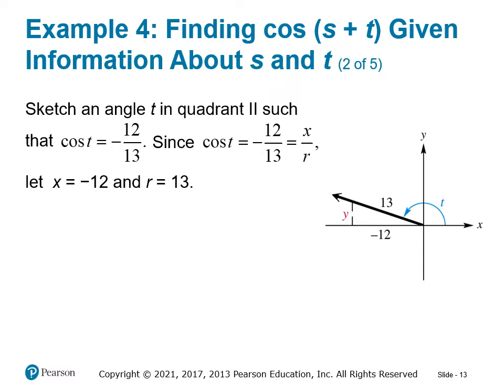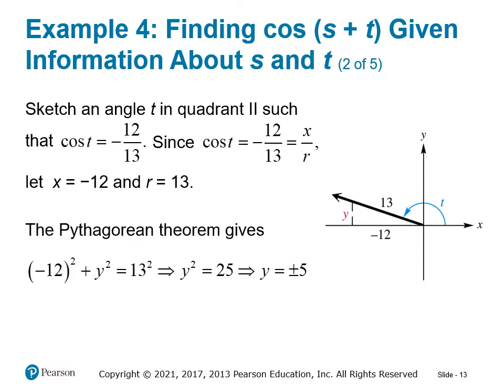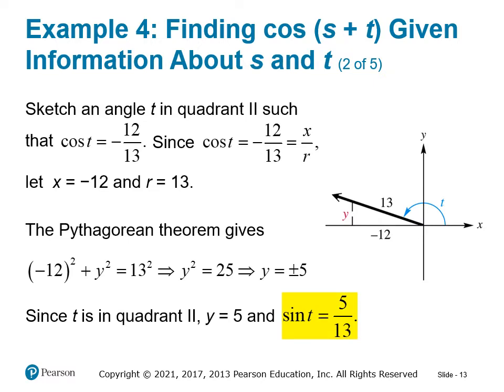We can find y the same way by using the Pythagorean theorem, and we get y is plus or minus 5. We know in quadrant 2 that y is a positive value, so the sine of t is going to be equal to that y value over r, which is 5 over 13. Remember, r is always positive. We never consider r to be negative, that ray that's coming out of the origin.